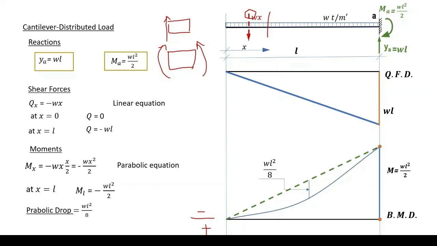If you want to make sure of this piece of information, you can just substitute for x in the parabolic equation by L over 2. Then you will get this value here. Subtracting it from the value WL squared over 4, which is half this value, you get WL squared over 8.